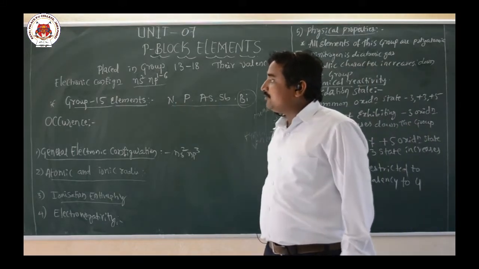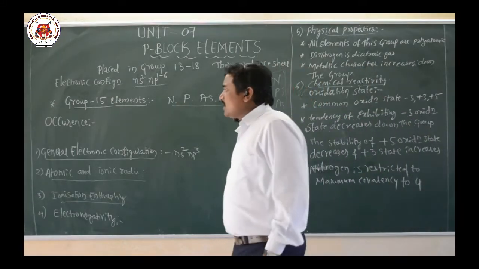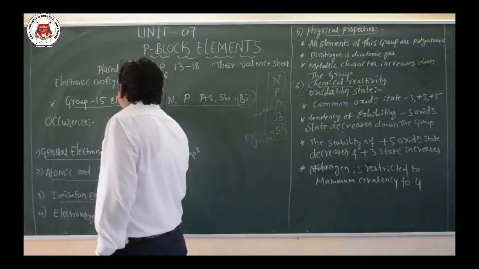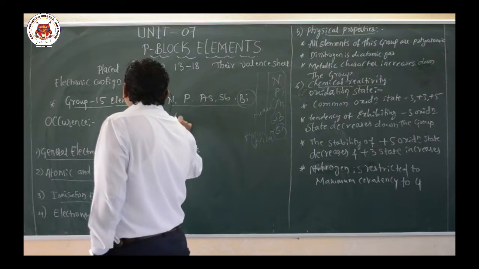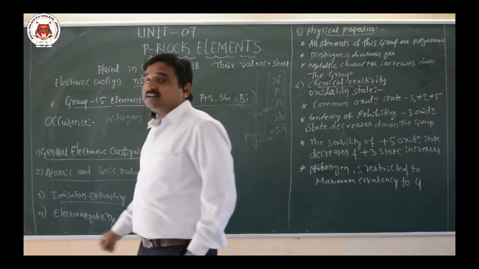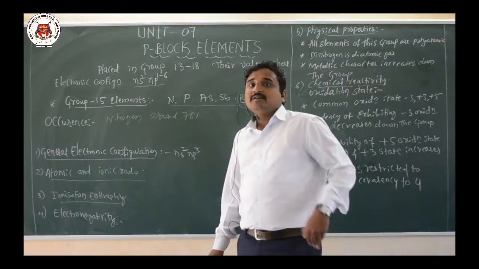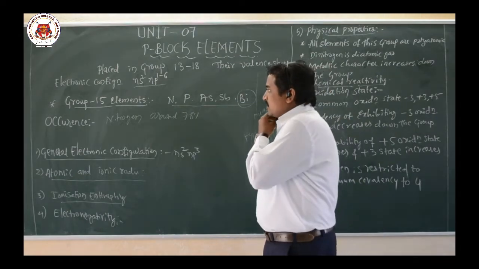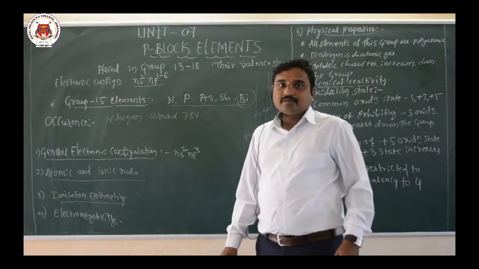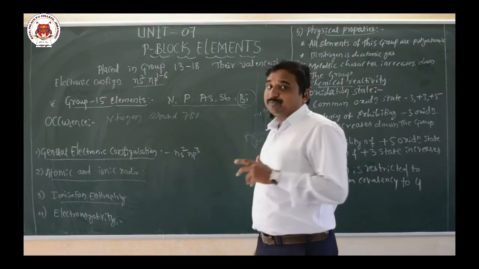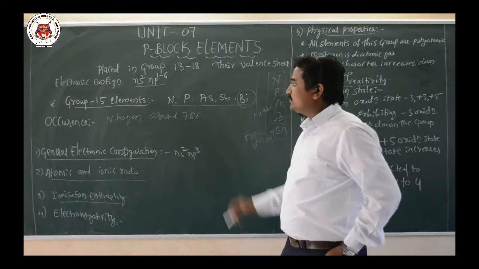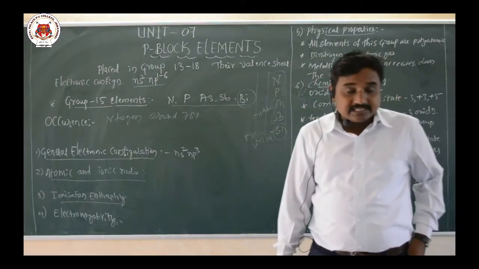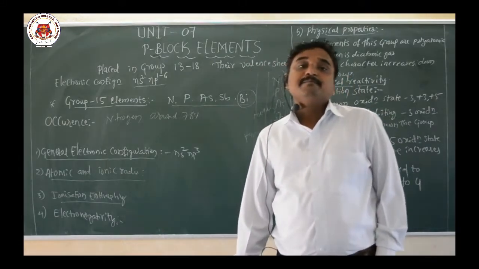Now I will move to the concept of occurrence. Around 78% of the atmosphere is nitrogen, occurring in the form of the dinitrogen molecule, N2. Nitrogen is also present in plants and animals in the form of proteins.